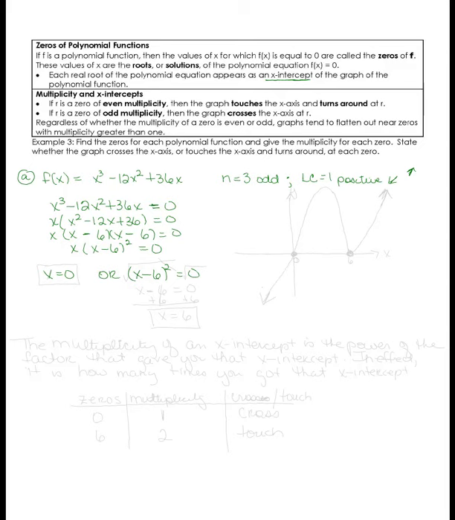Well, we have one solution, x equals 0. We can't go any further than that. Then (x minus 6) squared equals 0. To solve for x, we take the square root of both sides. We have x minus 6 equals 0. Add 6 to each side. x is equal to 6.